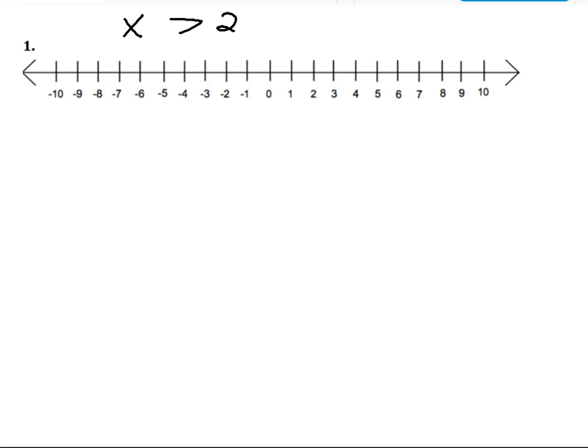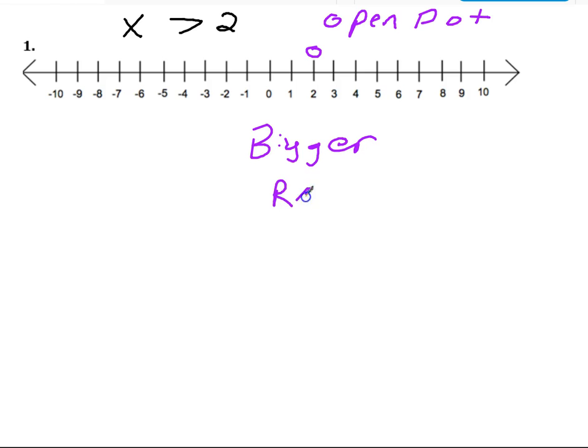So for x is greater than 2. The first thing we know is because it just says greater than, it is going to be an open dot. So we're going to find 2 on our number line, and we're going to put an open dot above 2. The numbers that are greater than 2 means that it is bigger, and on a number line, all of the things that are bigger end up being to the right. So we're going to draw a line to the right and put an arrow at the end.